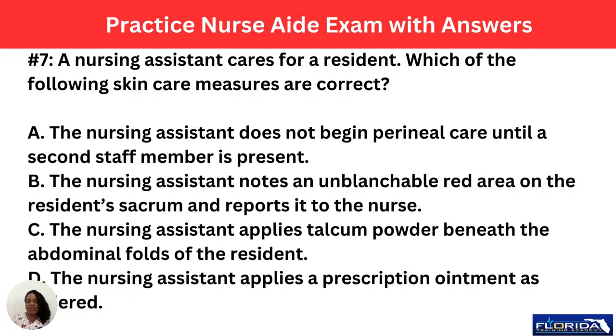Number 7, a nursing assistant cares for a resident. Which of the following skin care measures are correct? A, the nursing assistant does not begin perineal care until a second staff member is present. B, the nursing assistant notes an unblanchable red area on the resident's sacrum, I want to repeat that, the nursing assistant notes an unblanchable red area on the resident's sacrum and reports it to the nurse.